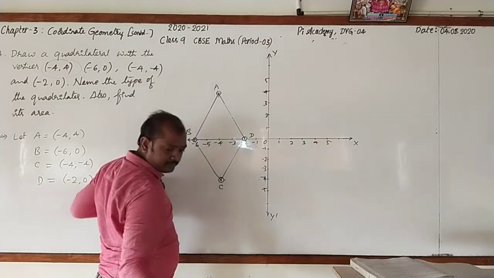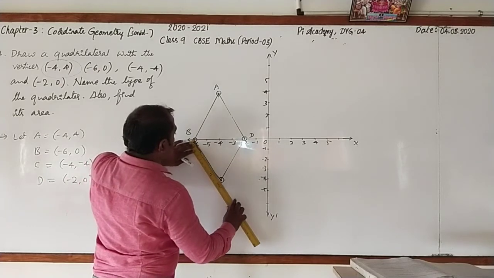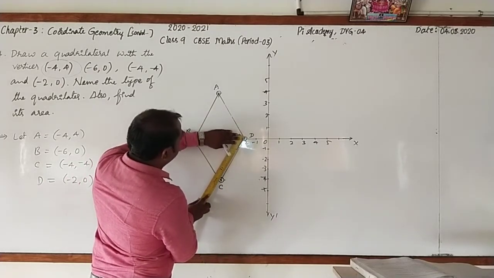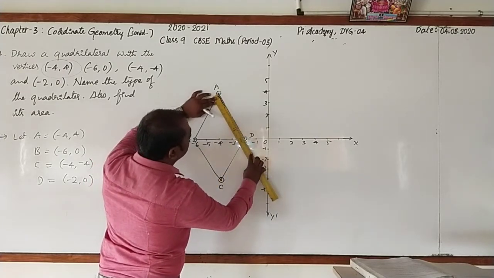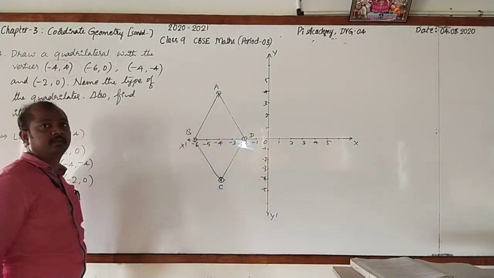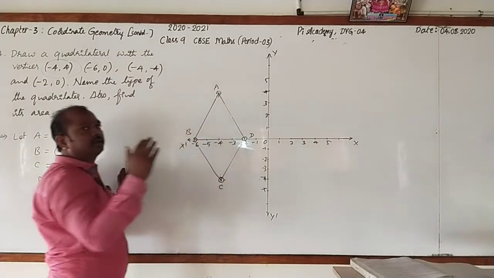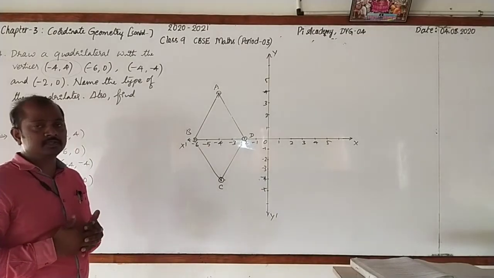Here, when you measure, you will get measure AB, BC, CD and AD. You are getting the same only. That means all sides are equal. Then what do you call a quadrilateral in which all sides are equal? It is a rhombus, is it not?